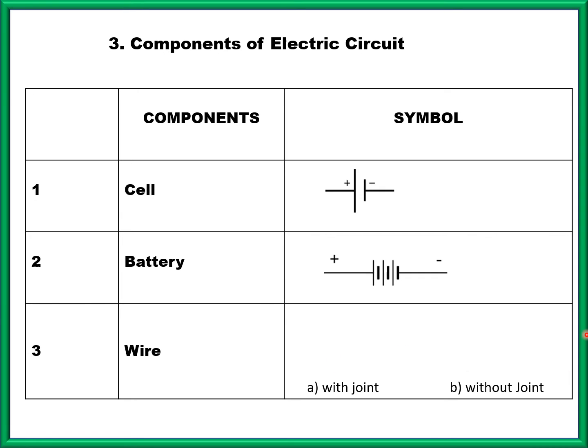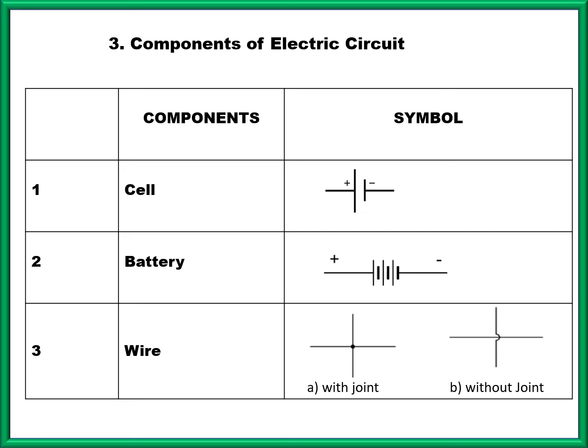Next you see wire. Wires with joint can be drawn like this. This line simply represents a wire and we have a joint here. Now if there is no joint, we have to draw a line, then just cross it over. You should not overlap it, you just have to cross like this. Then we say it is a wire without joint.